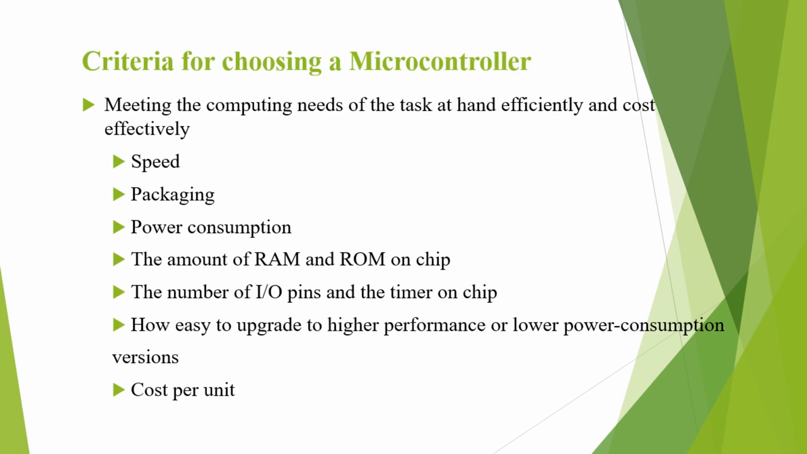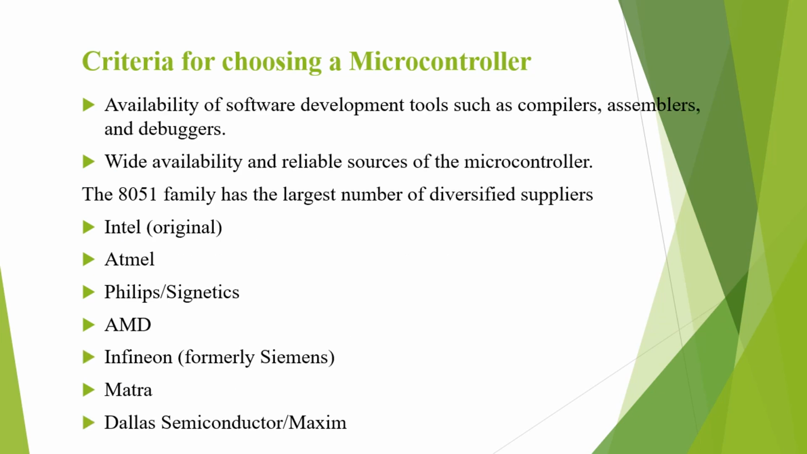Next is criteria for choosing a microcontroller. The main criteria is to meet the computing need of the task at hand efficiently and cost effectively. So the various factors to be considered are speed, packaging, power consumption, amount of RAM and ROM on chip, number of I/O pins and timers on chip, how easily it can upgrade to a higher performance or lower power consumption version, and cost per unit. Next criteria is availability of software development tools such as compilers, assemblers, and debuggers.